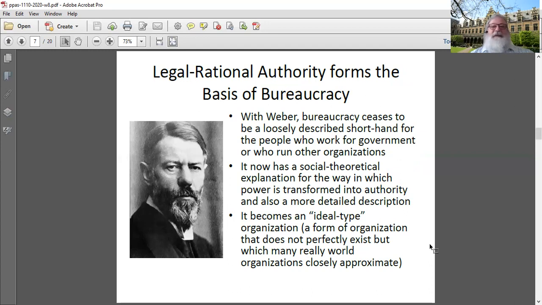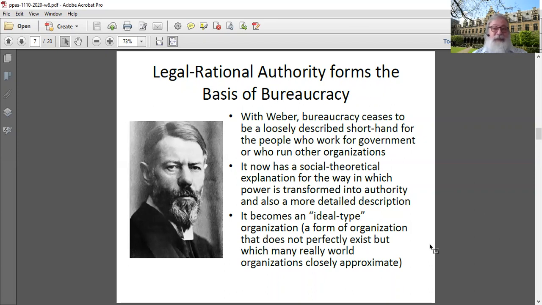So we have this idea of legal rational authority. People have authority because they have legitimacy under the rule of law to issue orders. They have a legal right to give an order, and they're giving it in the way the law prescribes. Legal rational authority forms the basis of bureaucracy. So with Weber, bureaucracy ceases to be a loosely described shorthand for the people who work for government. It ceases to be an insult. It now has a social theoretical explanation for the way in which power is transformed into authority, and also a more detailed description, right? And we'll get to that more detailed description in a minute.